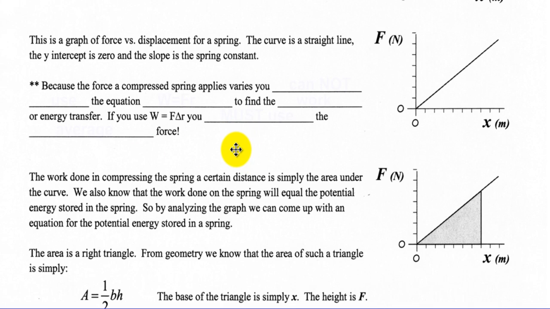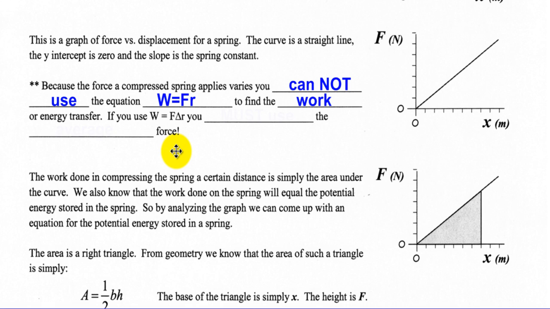This is a graph of force versus displacement for a spring. Notice that as the spring is compressed or stretched out more and more, the force increases. It's not a constant force. The curve is a straight line, the y-intercept is 0, and the slope is the spring constant. Because the force a compressed spring applies varies, can we use the equation work equals F times r to find the work? The only way you could use that equation is if you use not the net force, but the average force.